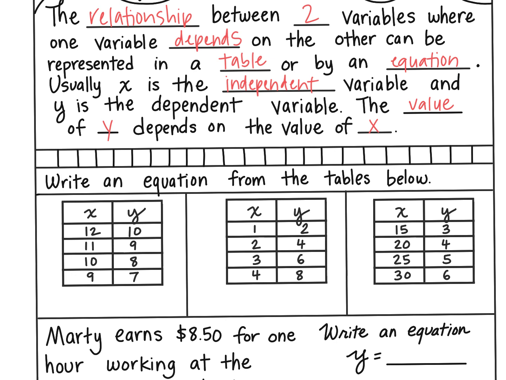Okay, so I'm given three different tables. I have my X values, I have my Y values. I want to find the relationship from X to Y. So looking at this very first table, what is happening to get from X to Y as I go down my table? I'm subtracting 2 each time. So my equation is Y equals X minus 2. Is everybody with me so far? In order to get Y, which is 10, I have to do X, which is 12, minus 2. In order to get Y, which is 9, I have to do X, which is 11, minus 2. Is everybody with me? Yes.